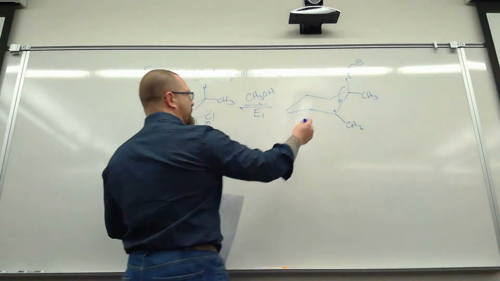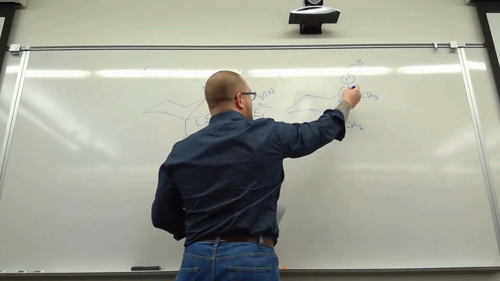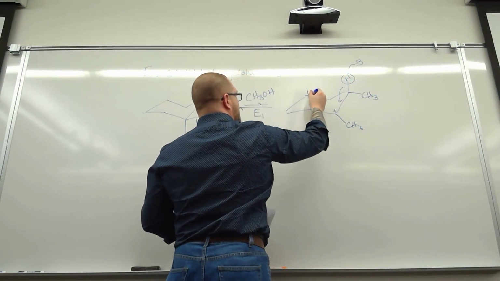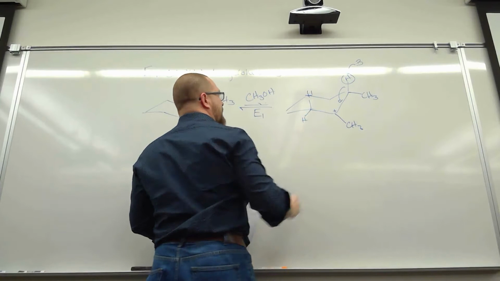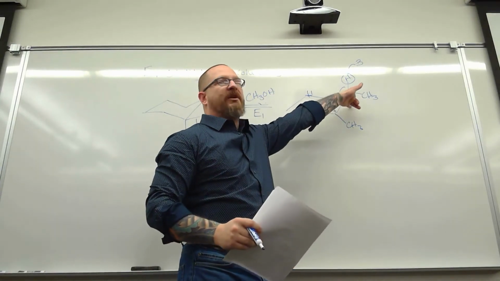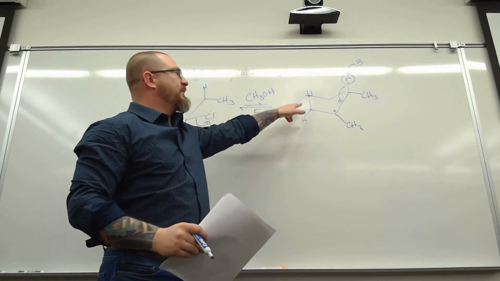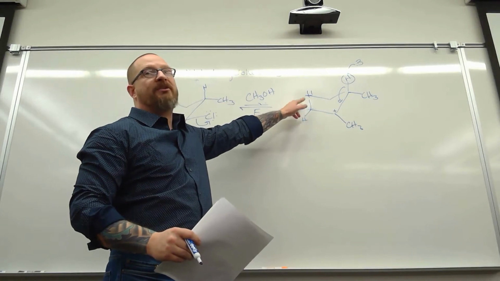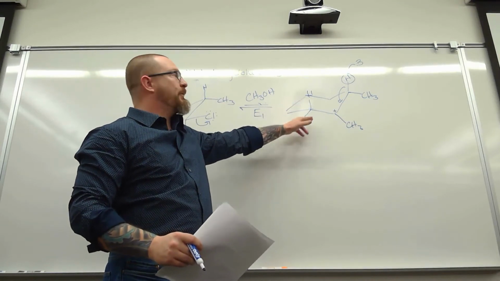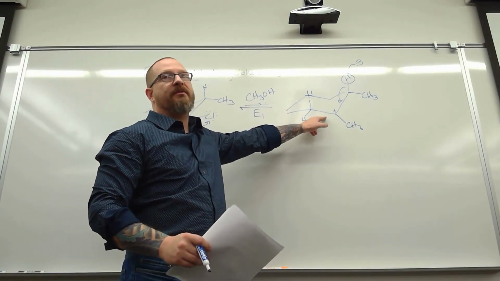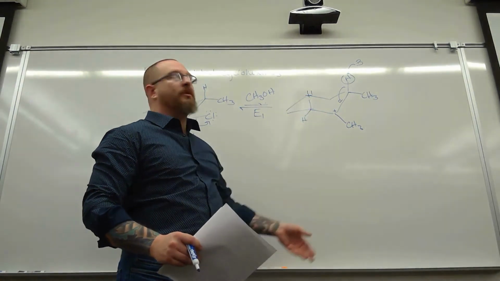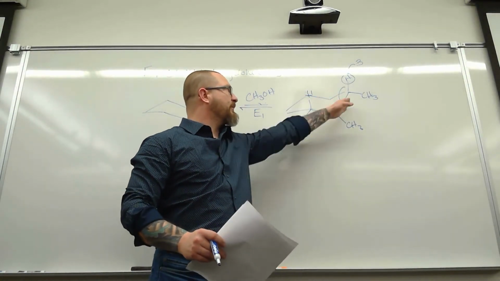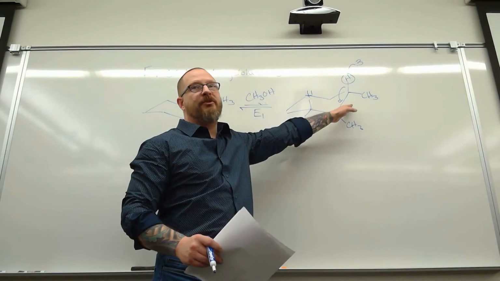Notice I defaulted to the hydrogen that produced the more substituted product. Either of these two could have done the reaction also. However, it results in a less substituted product. Therefore, this will happen faster, and this one will be the predominant product.